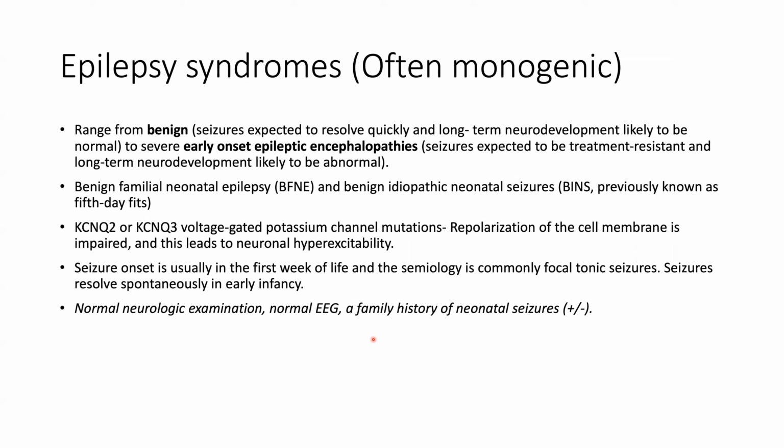These are commonly monogenic because they are due to one single gene mutation, right? So one example of a very benign condition which is easily treatable is the fifth day fits or the benign familial neonatal epilepsy. So when you have a family history, you call it familial, BFNE. When you do not have a family history, you call it BINS or benign idiopathic neonatal seizures. So also called fifth day fits. They are due to potassium channel mutations, KCNQ2 or KCNQ3 voltage gated potassium channels are mutated, which leads to a problem in repolarization of cell membranes, right? So you know that when repolarization is impaired, this leads to neuronal hyperexcitability. Seizures generally happen around the fifth day.